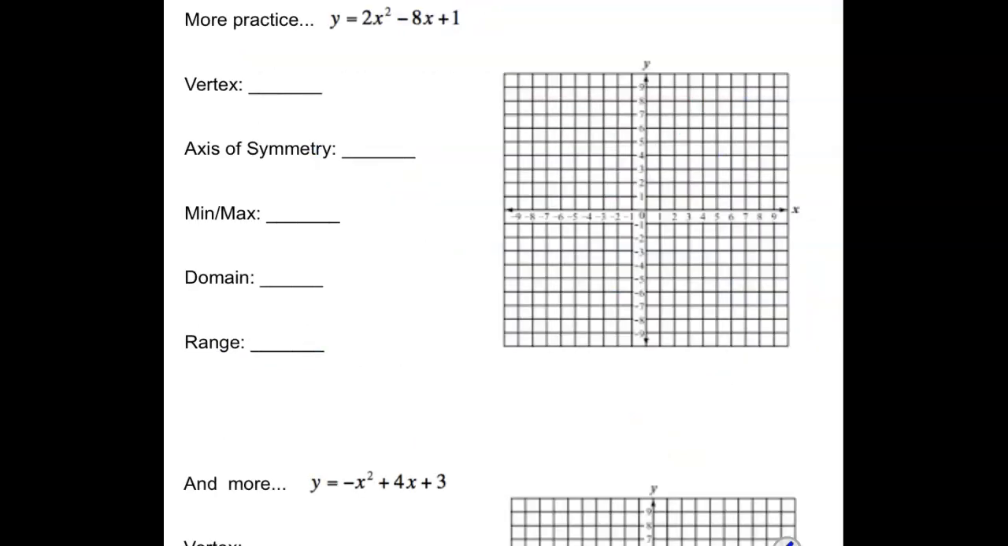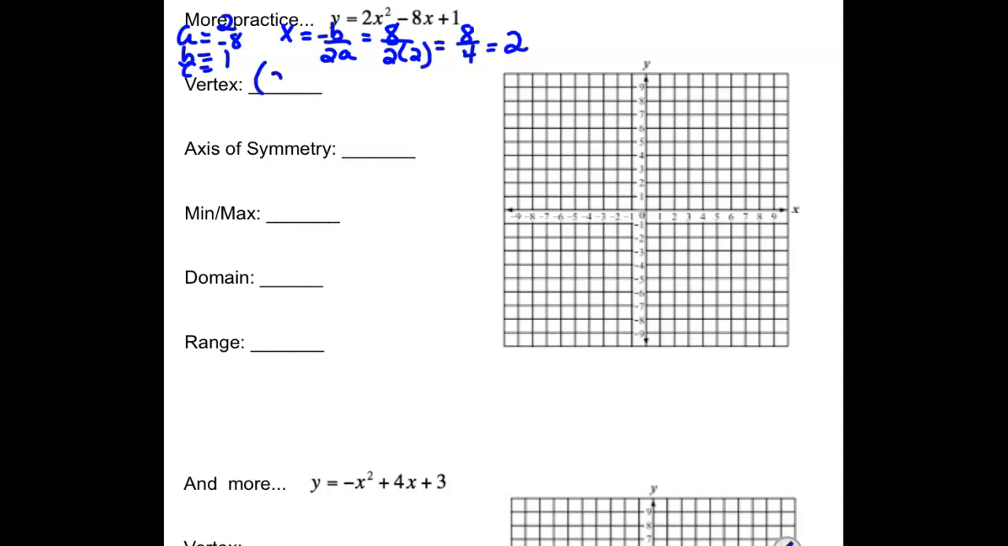Our equation is y equals 2x squared minus 8x plus 1. We need to identify a, b, and c. In this case, a is the number in front of x squared, which would be a 2. B is the number in front of x, so that's -8, and c is our constant of 1. To find our vertex, we said x equals the opposite of b over 2a. So I need to take the opposite of -8, which is 8, and divide by 2 times my a value, which is 2. So I have 8 divided by 4, which gets me a 2.